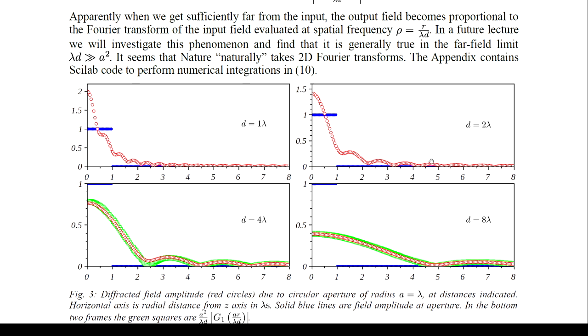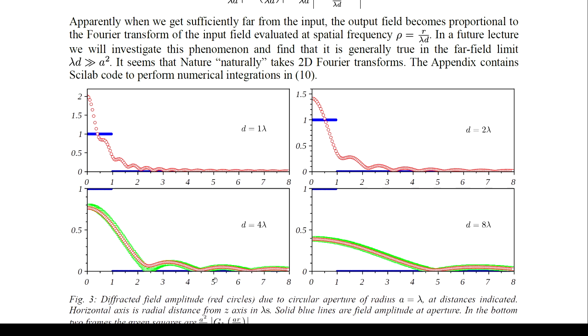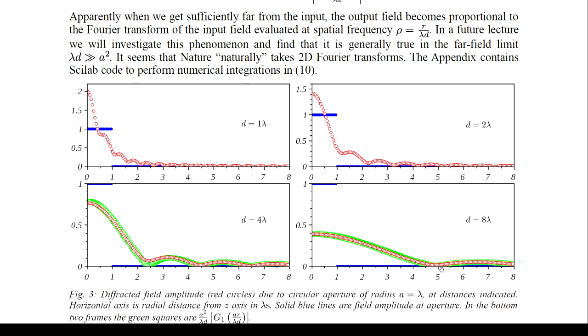For these last two, we also have the green squares, which are a plot of the angular spectrum of the input field at A r over lambda d, with a scale factor out in front. You can see that the diffracted field is starting to look a lot like this scaled version of the angular spectrum of the input field. As you get farther away, that agreement gets better and better. We'll see that this is the nature of the so-called far field limit: when you get out into the far field, the amplitude of the diffracted field is simply a scaled version of the amplitude of the angular spectrum of the input field. In other words, nature essentially likes to take two-dimensional Fourier transforms with optics.